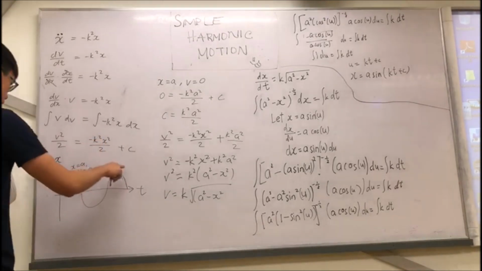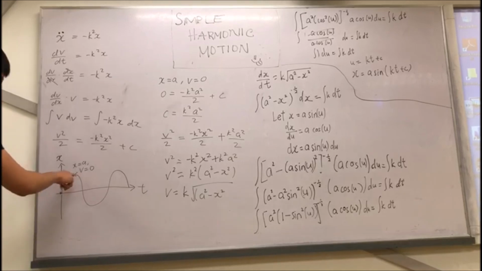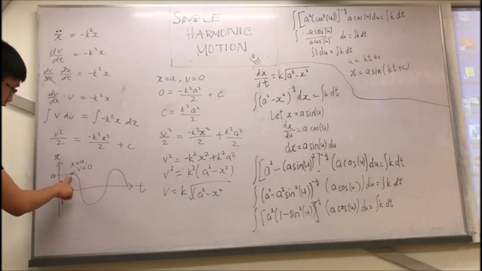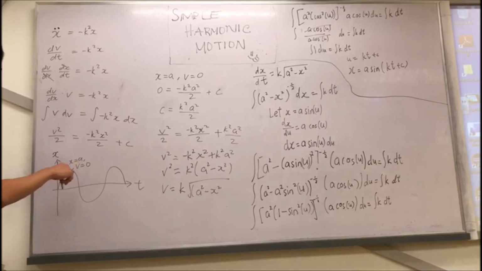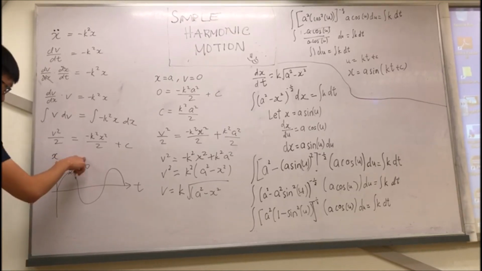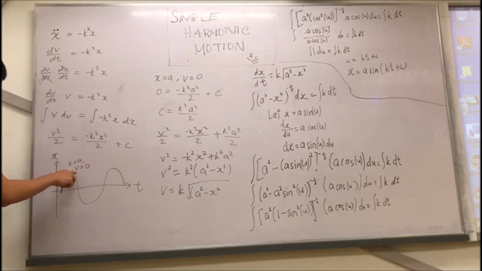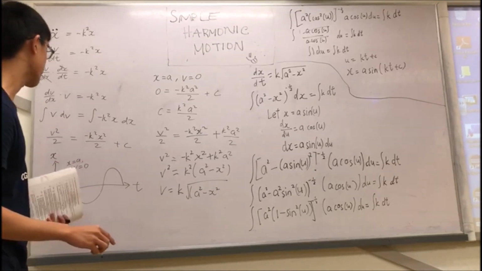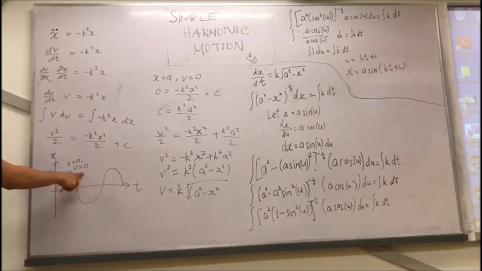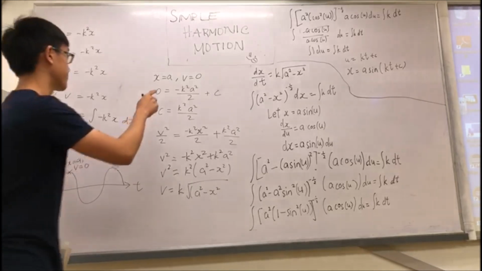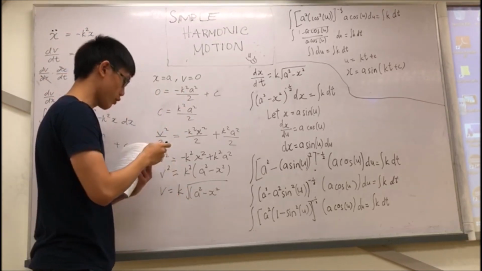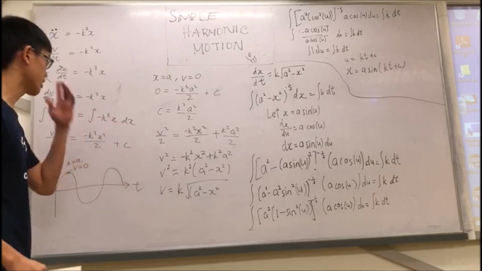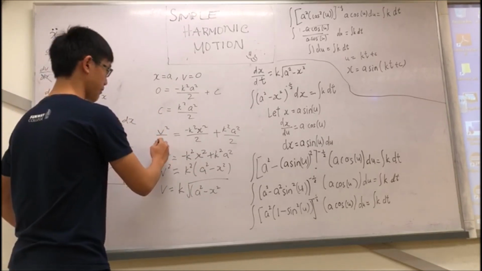And this is at the top maximum part of the sine graph, which is the simple harmonic motion. At this part, this is the maximum displacement, which is the amplitude, maximum amplitude. We write it as a, and at a, the velocity is 0 because it is changing direction. So x equals a and v equals 0, and we can sub this into this equation, and you will get 0 equals negative k squared a squared over 2 plus c, and c is k squared a squared over 2, and you sub this back into here.